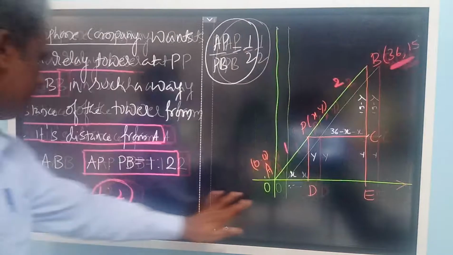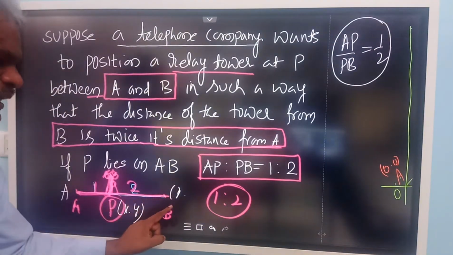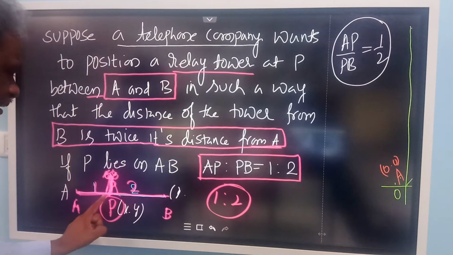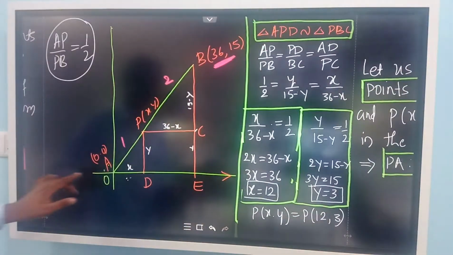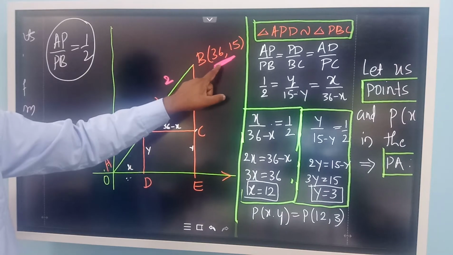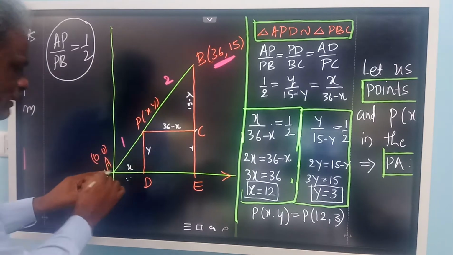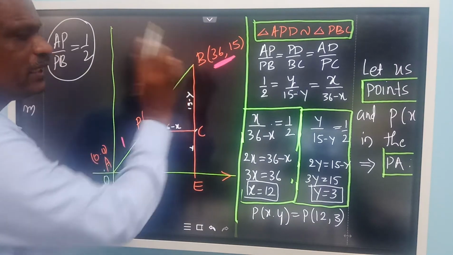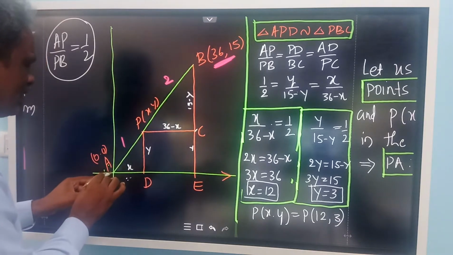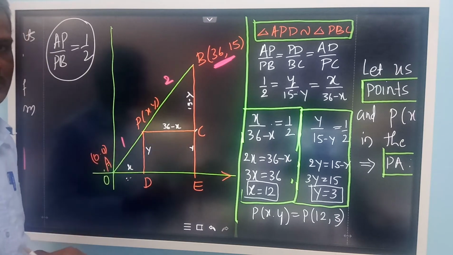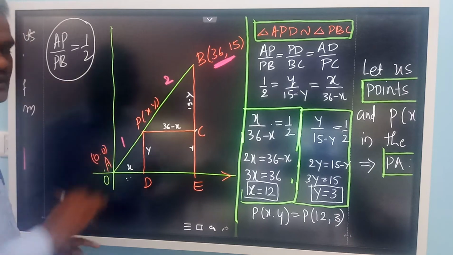See, cities A and B are the two places, and this is the place where the tower is to be placed. So I have taken the same thing here. The vertex B has coordinates 36, 15. That means from here to here it is 36, and from here to here it is 15. And A is at the origin, 0, 0. We want to find this position here.